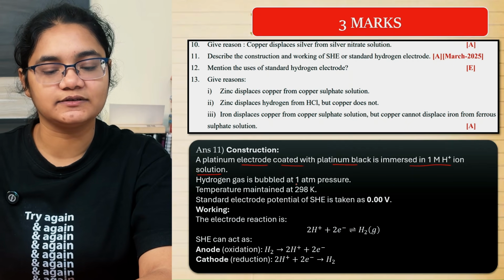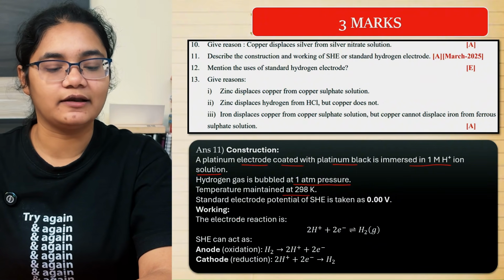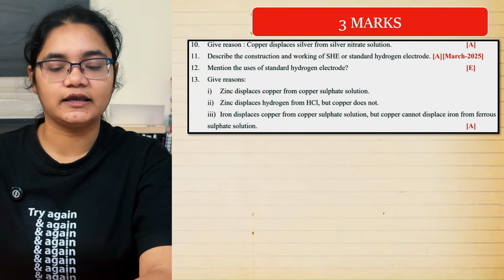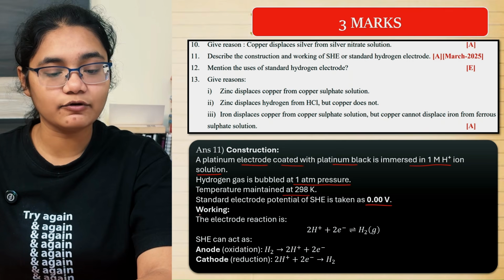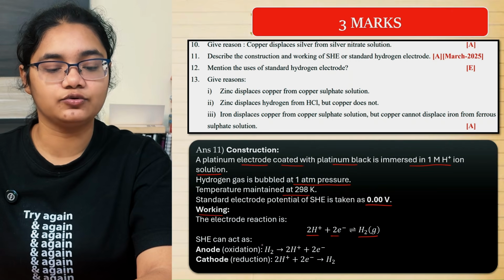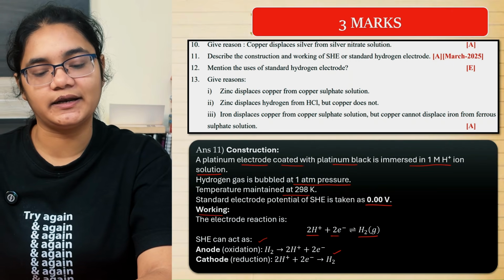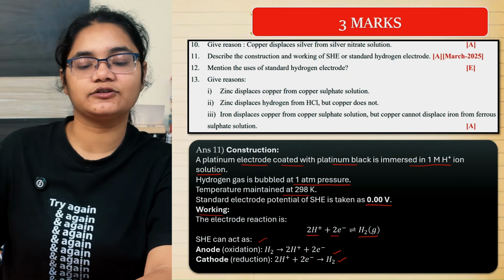Then hydrogen gas is bubbled at 1 atm pressure and temperature is maintained at 298 Kelvin, and the volt that is taken here is 0 volt. And what is the working of this one? The reaction: H plus gains 2 electrons to produce H2 gas, and SHE can act as anode. The reaction takes place like this. When it behaves as a cathode, the reaction will be like this.